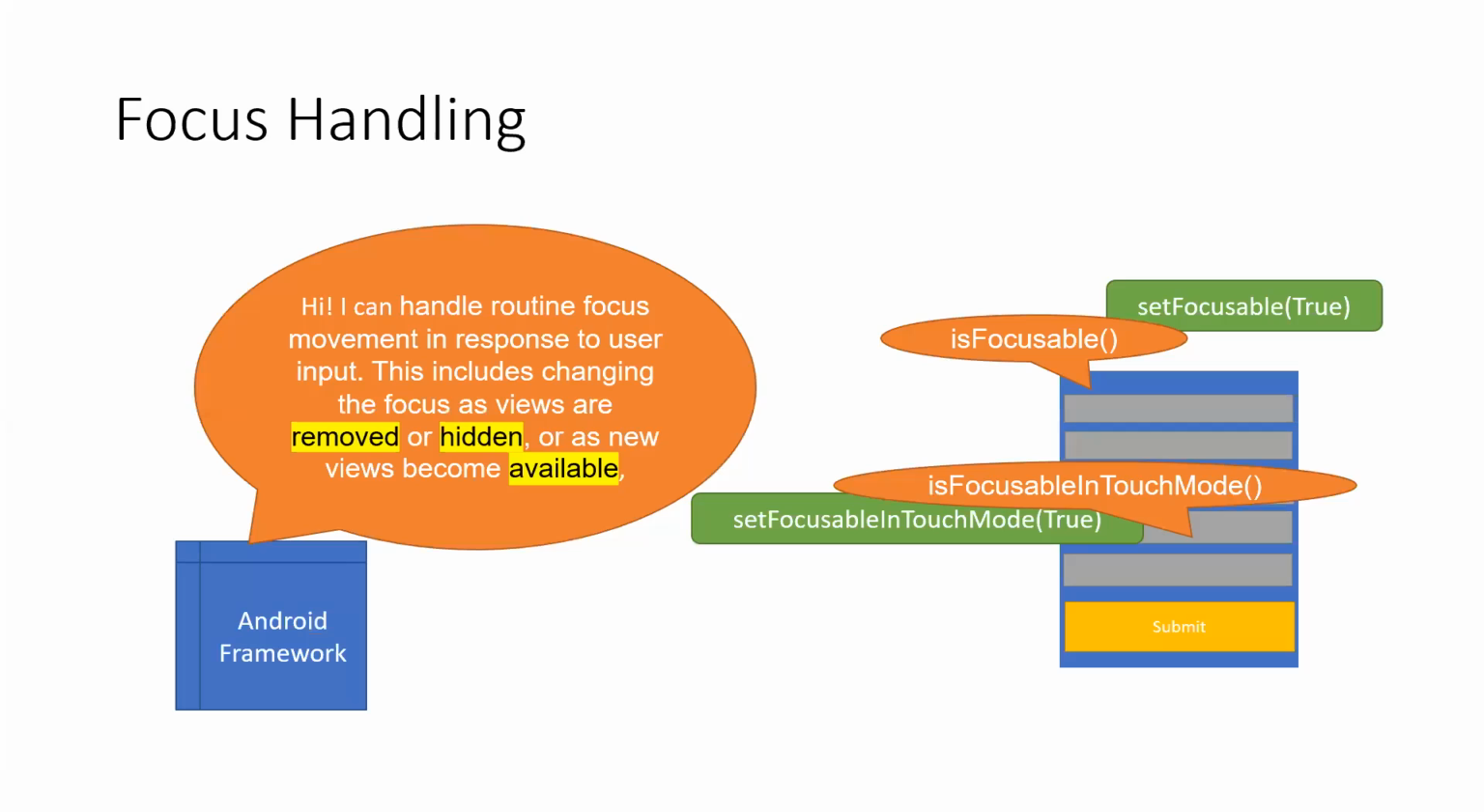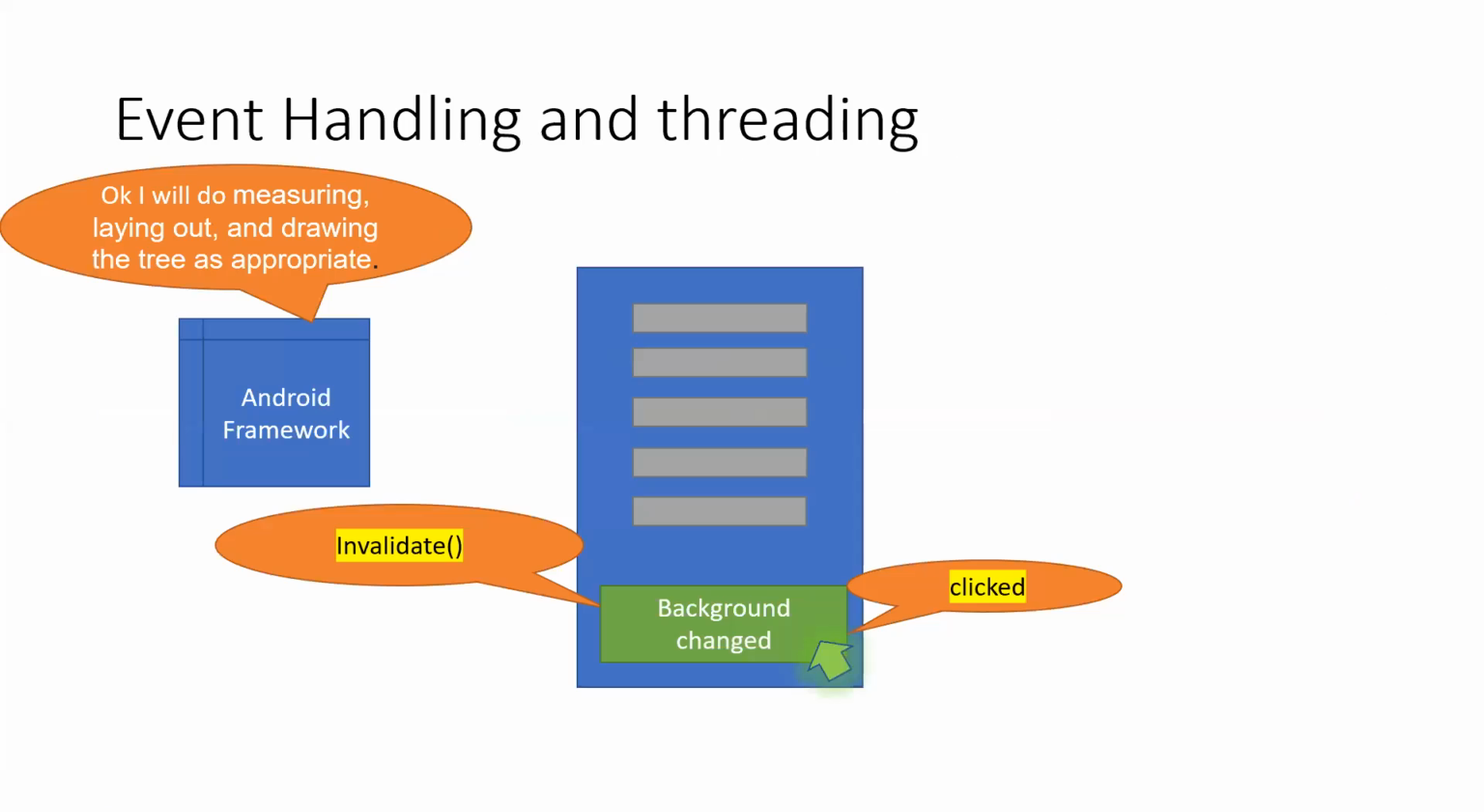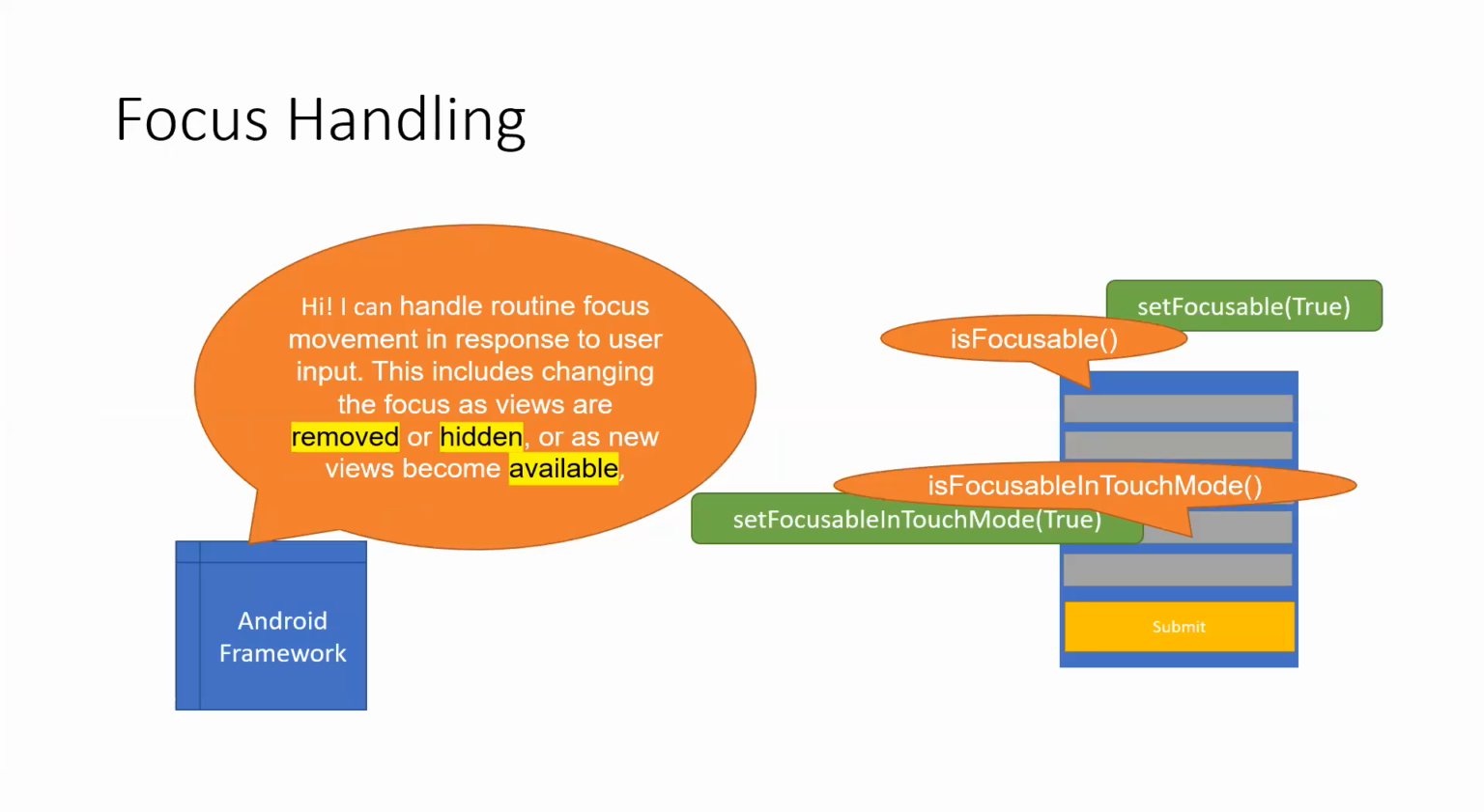Now the other thing is focus handling. The Android framework will say that it can handle many things. It can handle routine focus movements also, other than its permanent dialogue. So what was the dialogue? Its dialogue was, I will do measuring, laying out, drawing the tree as appropriate. Now its dialogue has changed. This is another dialogue of the Android framework: it says I can handle routine focus movement in response to user input.